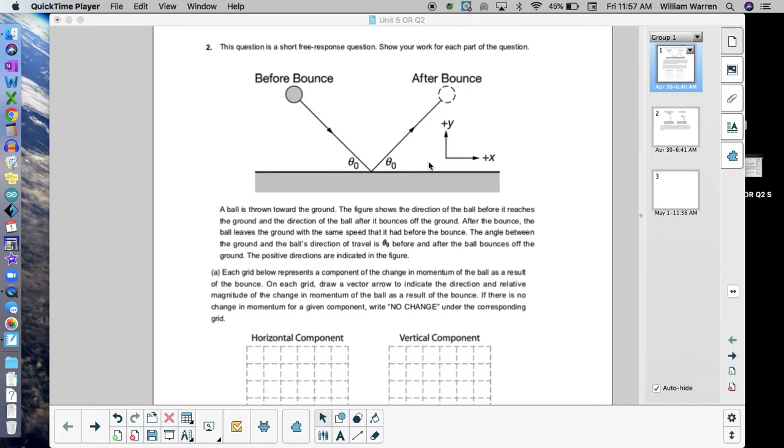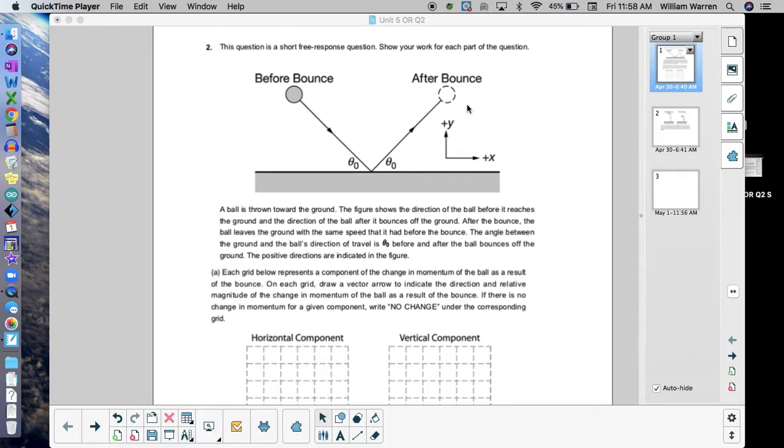So the velocity here, let's say that's a velocity vector right there, and this is the incoming velocity vector. They are the same length as each other, right? If this ball here is going 5 meters per second, this ball here is going 5 meters per second like that. So the angle between the ground is theta naught before and after, so that angle is the same as that angle, and the ball bounces off the ground.